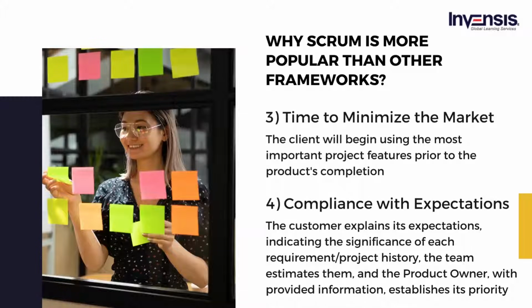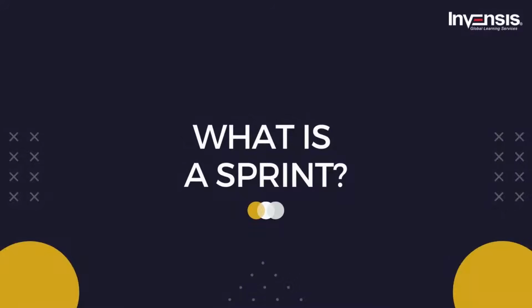Next, compliance with expectations. The customer explains its expectations, indicating the significance of each requirement or project history. The team estimates them, and the product owner, provided with this information, establishes its priority. Regularly, during sprint presentations, the product owner confirms that the requirements have been satisfied and provides the team with feedback. Now, let us move on to our next topic.